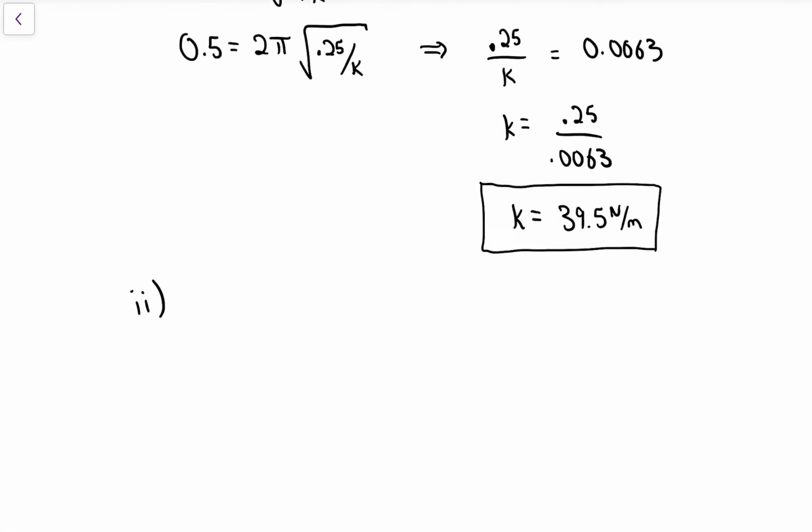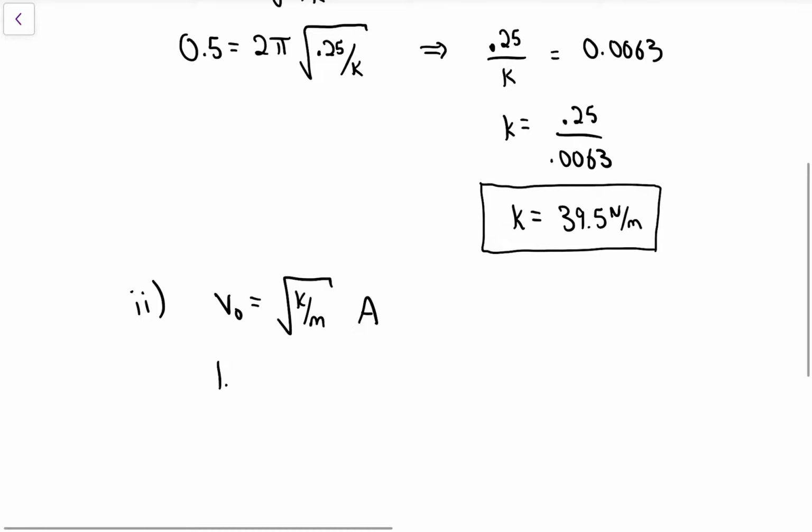The second part of this one, I zoomed to get it out of sight, but I asked for the amplitude. Our amplitude is connected to the maximum speed. From conservation of energy, we've got this equation. We now know the k, so we can just plug that k in. We know k, we know m, we know the maximum speed. We can use all that to solve for a. That's a perfectly great way to do it.